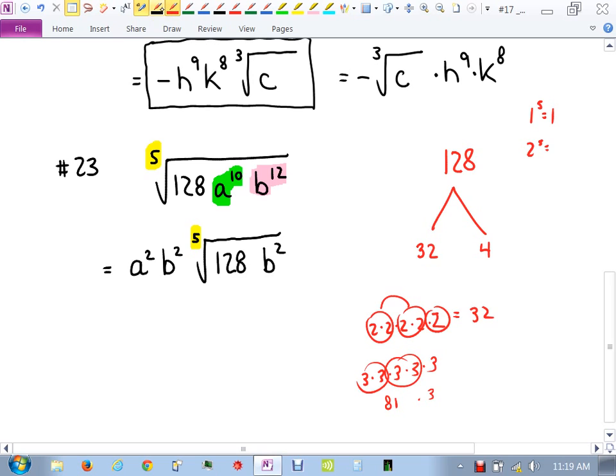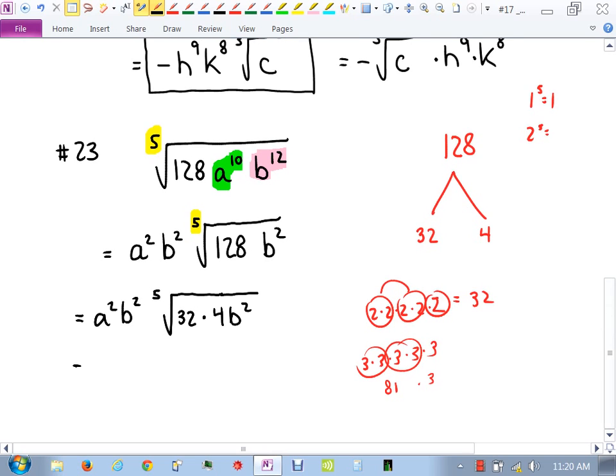Yes? Because what that allows me to do, and I'll come back over here to my work, a squared, b squared, fifth root, I'm going to break the 128 down to be 32 times 4, and I'll leave the b squared right next to it. That's fine. And I'm showing as much work as possible here. A squared, b squared, fifth root of 32 times fifth root of 4b squared.